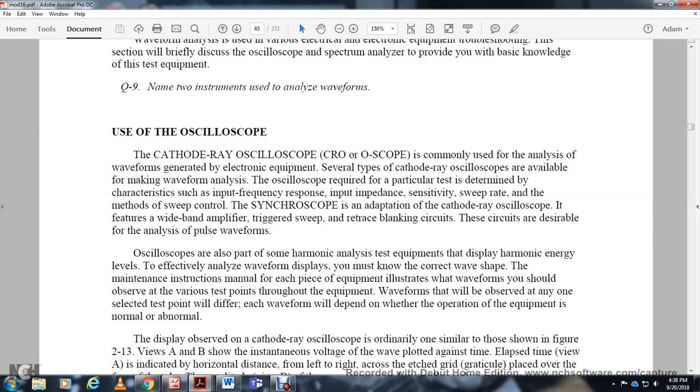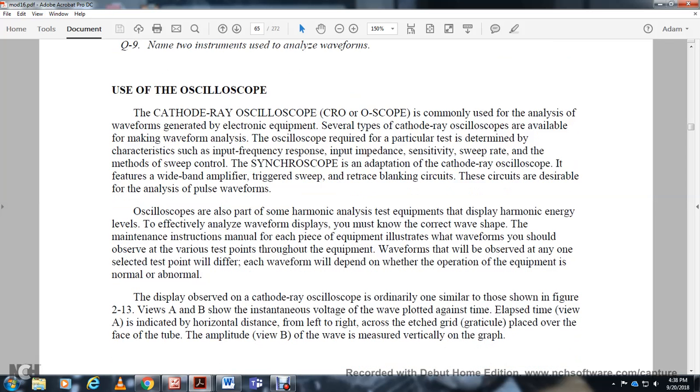With the cathode ray oscilloscope, the features are the wideband amplifier and trigger sweep. The blinking circle is undesirable when analyzing the pulse wave. Oscilloscopes are also part of some harmonic analysis test equipment that displays the harmonic energy level that affects the analyzed waveform.